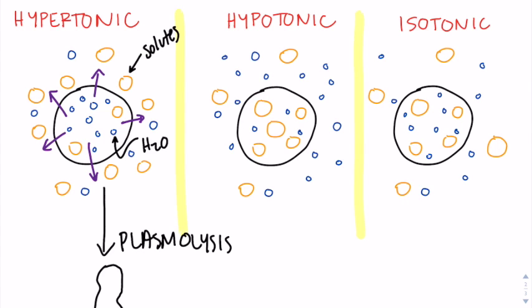In a hypotonic solution, there are more solutes inside the cell than outside of the cell. Water molecules move into the cell because there aren't as many solutes blocking its path. This causes the cell to swell and sometimes even burst due to the influx of water molecules, and this process would be called cytolysis.